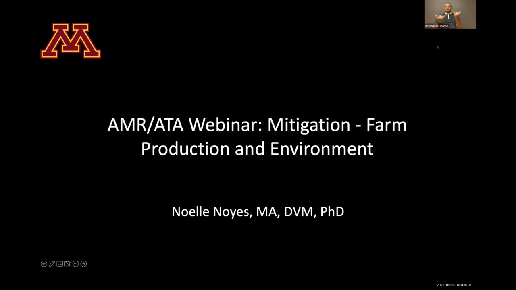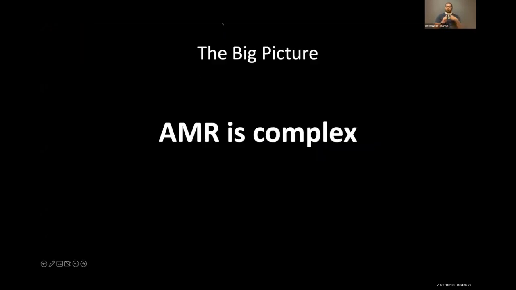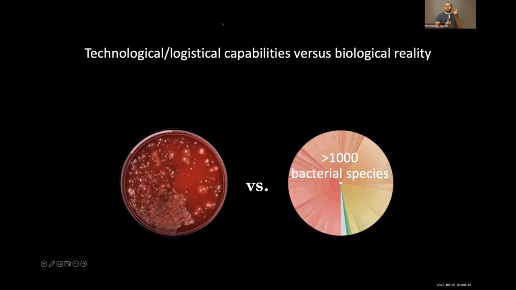So the topic of this webinar is obviously antimicrobial resistance mitigation with a specific focus on farm production and the environment. You often hear when people talk about antimicrobial resistance this phrase, AMR is complex. And I think we can all agree on that. From my perspective, because I work a lot on microbial ecology, my mind immediately goes to the complexity of the microbes themselves as the main drivers of antimicrobial resistance. Antimicrobial resistance is, of course, a phenomenon that is produced by the microbes.